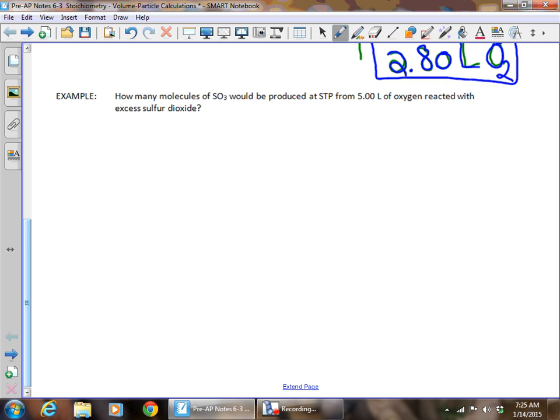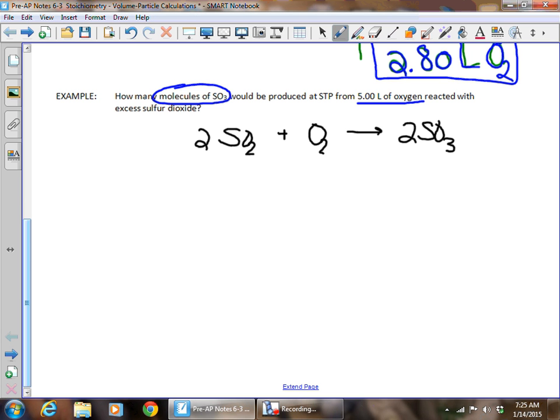Okay, our final example. How many molecules of SO3, as soon as it talks about molecules, that should be giving you a clue of what kind of conversion factor we may need to use, would be produced at STP from 5 liters of oxygen, and yet another conversion factor we might use. So we've got the same balanced equation, the fact that 2 SO2s plus O2 is going to yield 2 SO3s. Got to have that balanced equation.